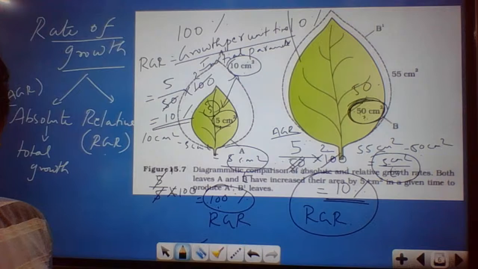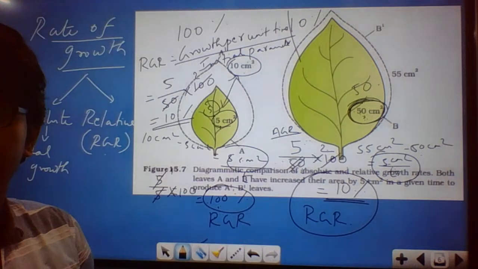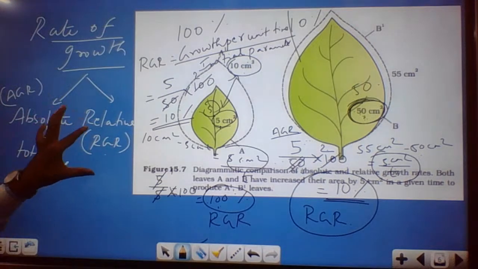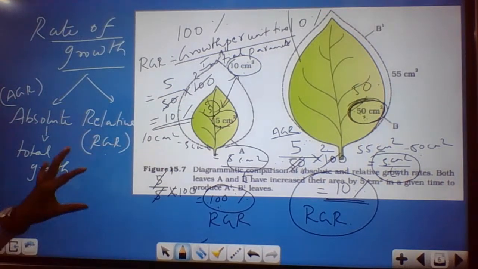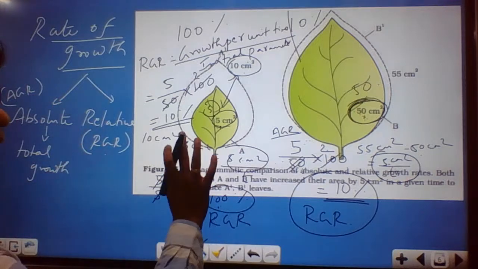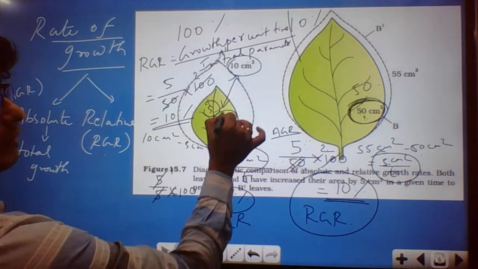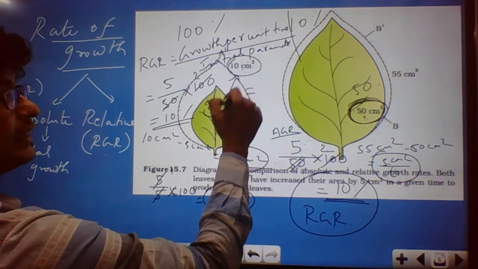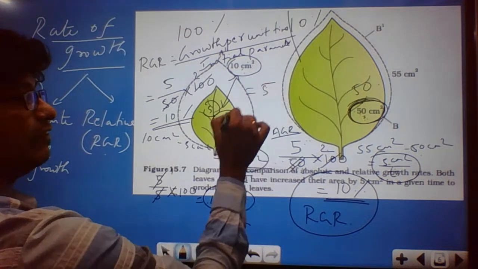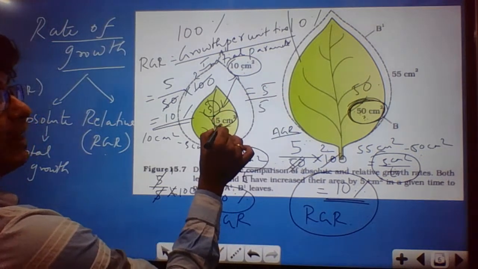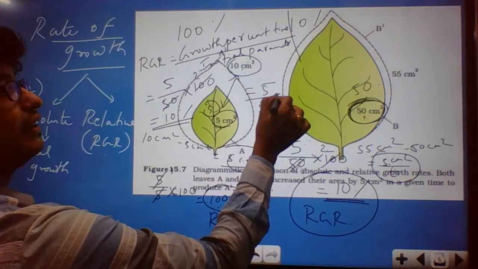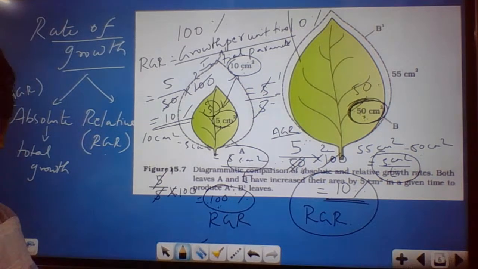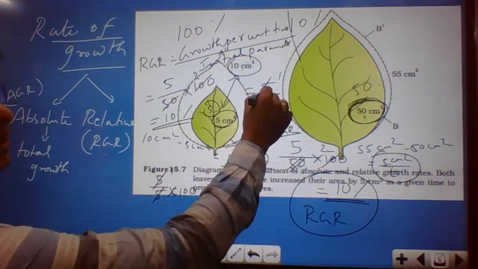RGR is used for relative growth rate. Relative growth means you make up the difference relatively. Absolute is just the difference between this part and this part: 10 minus 5 is the absolute growth rate. But relative is with the difference divided by the initial parameter. For example, 10 minus 5 is 5, and this 5 is divided by the initial parameter, which gives 1. If you multiply by 100, this gives 100%. So if they're asking in terms of percentage, you multiply by 100.